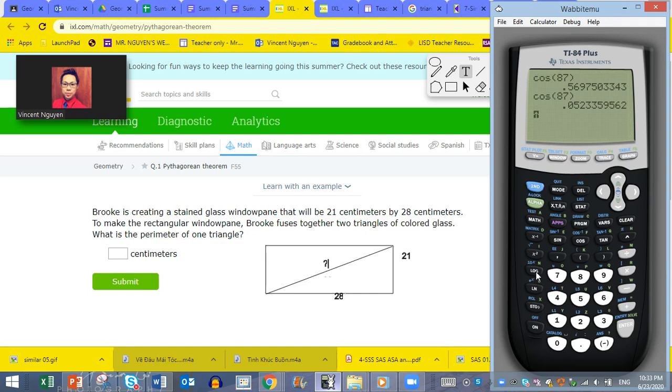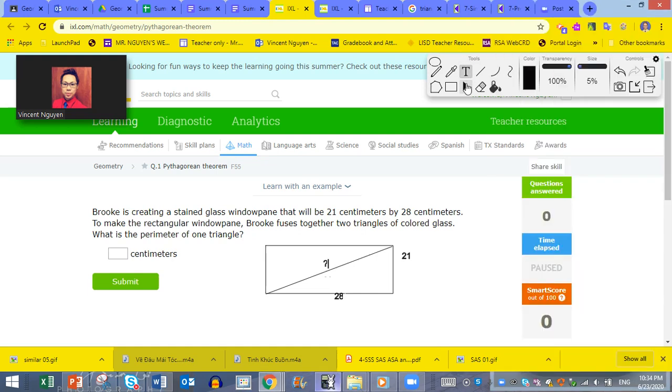So I'm going to do the square root first so that it does all the calculations for me. I do the square root of 21 squared plus 28 squared, and that is going to get me the hypotenuse of that one triangle. So 35. Now, to find the perimeter, I will have to add 35 to 21 and to 28.